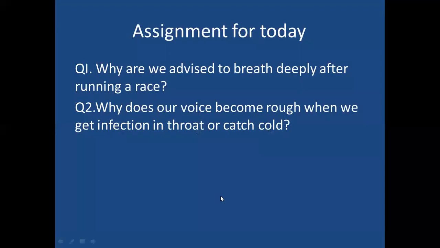Assignment for today: there are two questions. First one is, why are we advised to breathe deeply after running a race? And second question is, why does our voice become rough when we get an infection in the throat or catch a cold?